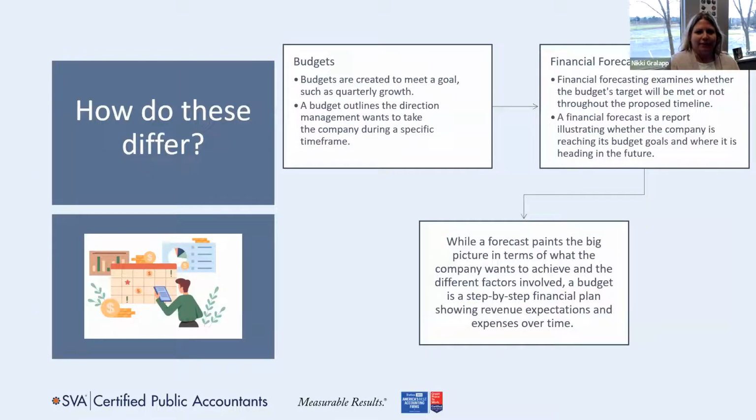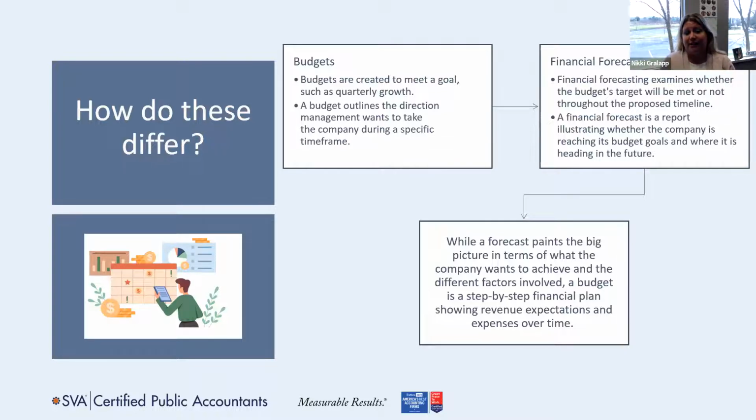So how do they differ and how are they alike? So a budget is created to meet a goal. Such as, a lot of people on this call today do annual, but you might have a quarterly goal of I want to increase revenue. I want to have X percentage growth. The budget tells you where management or owners want to take the company within a specific time frame. Again, typically a year.